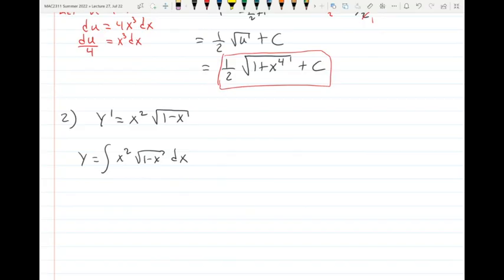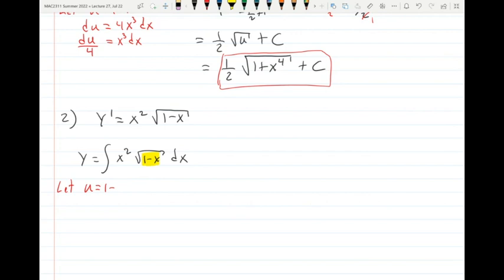So instead of having the square root of 1 minus something, I want to have the square root of something, just one term. That's the reason why I'm going to call all of these u, okay? Because then when I make my substitution, I'm going to have a square root of u. So let u be equal to 1 minus x.